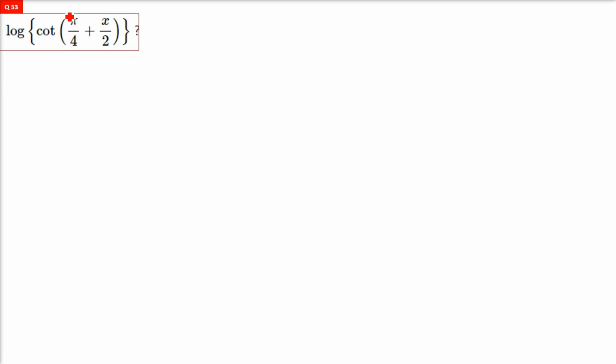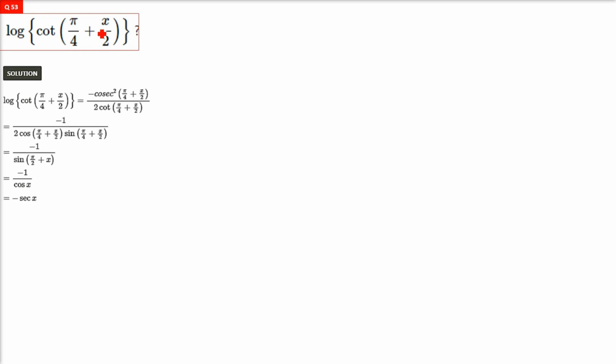Next is log cot of pi by 4 plus x by 2. So this is cot theta basically. The derivative of log of anything will be 1 by that thing. So 1 by whatever is there inside log. It is going to be cot of pi by 4 plus x by 2, so 1 by cot of this. And then we will be applying what?